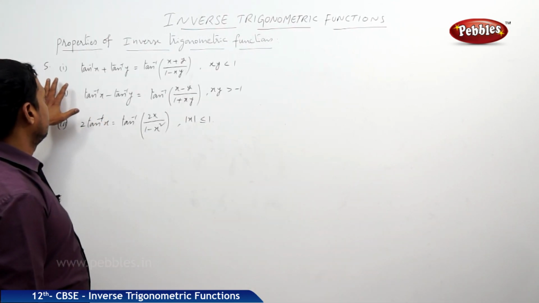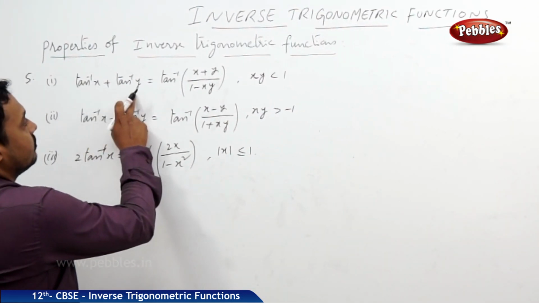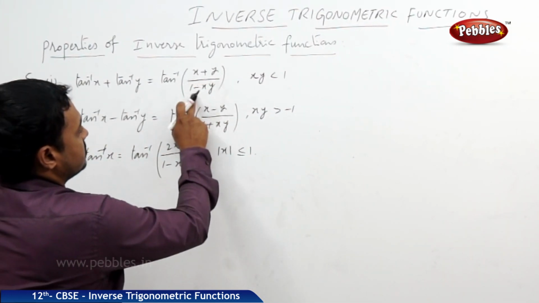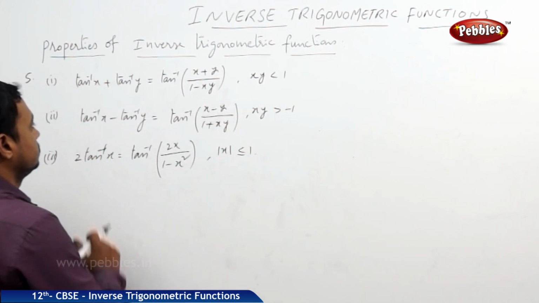Now we have the fifth property, that is tan inverse x plus tan inverse y is equal to tan inverse of x plus y by 1 minus xy when xy is less than 1.